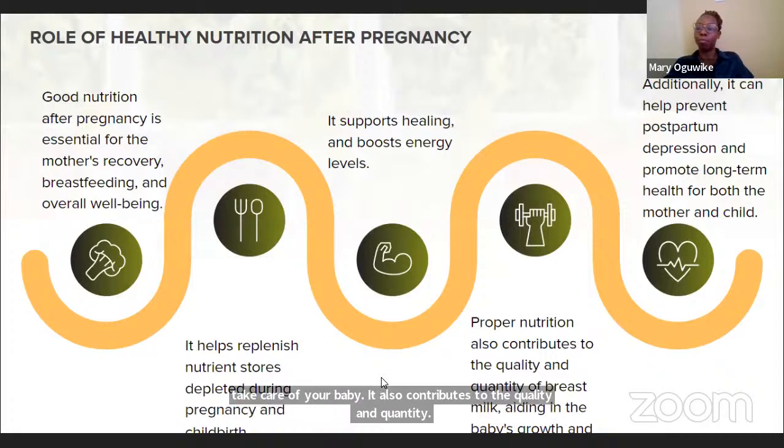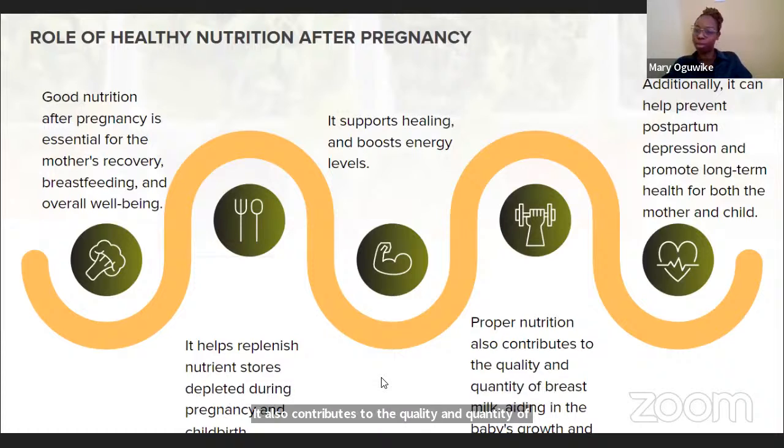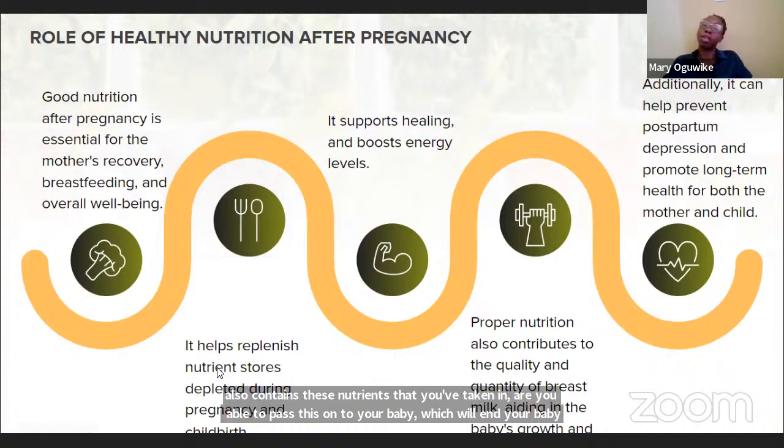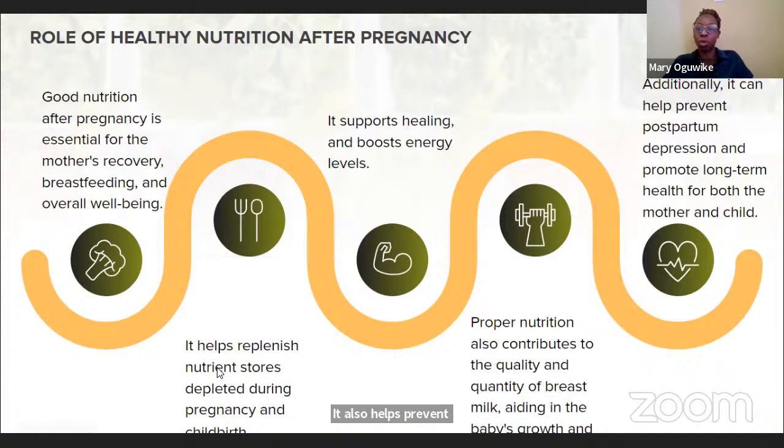you have food rich in carbohydrates, protein, and all the nutrients. When your body produces breast milk, it also contains these nutrients that you've taken in, and you're able to pass this on to your baby, which will help your baby to grow and develop appropriately. It also helps prevent postpartum depression, which is something that occurs sometimes too. So it doesn't happen to everyone, but sometimes it occurs.